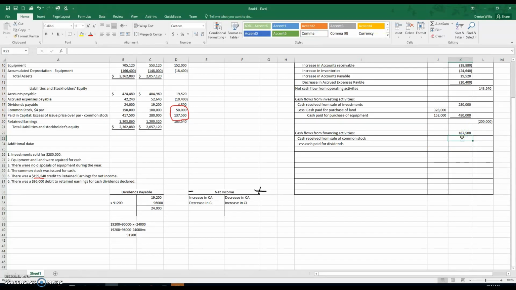Let's see, I got that in the wrong column. Let me move it down. 187.5. Take that out of there. Okay, wrong row rather. Okay, 91.2. There we go. So now, what is the net cash flow from financing activities is our next question.